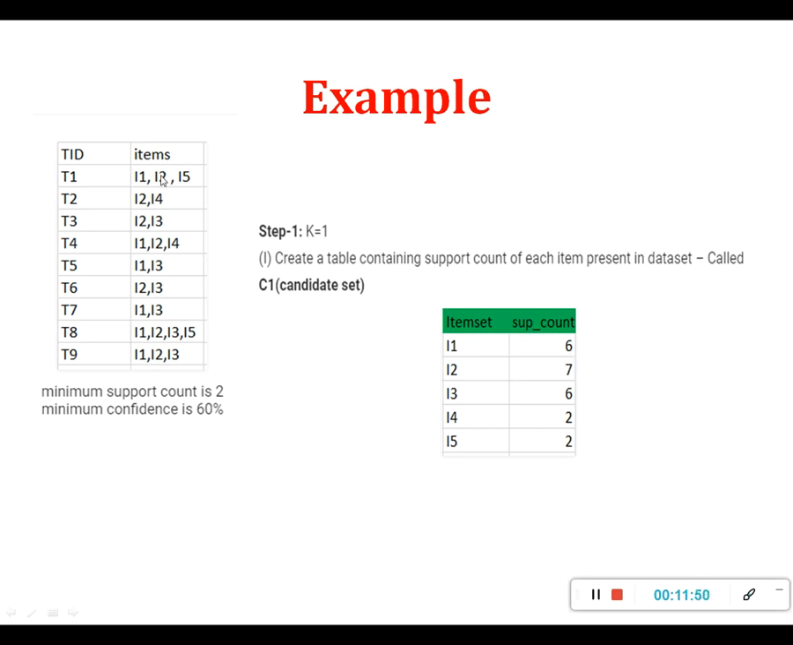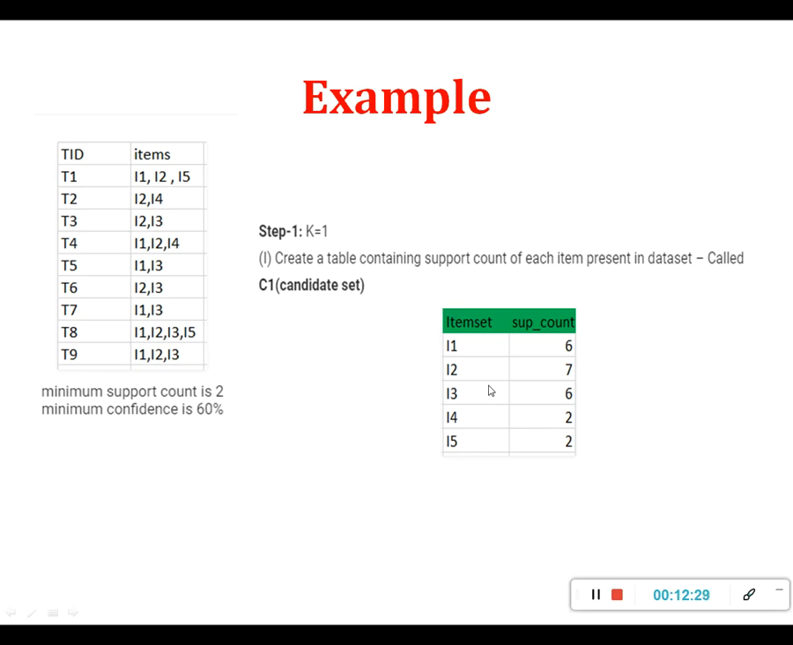Now what about I2? Calculate the support count of I2: 1, 2, 3, 4, 5, 6 and 7. So this is the support count of I2. Same for I3: 1, 2, 3, 4, 5, 6. So the support count of item I3 will be 6. What about I4? 1, 2, yes, so it will be 2. Then for I5, also 2. So these are the support counts of your item sets I1 to I5.